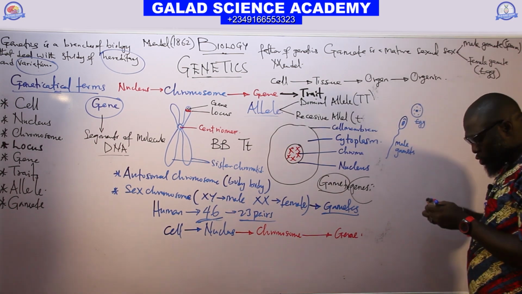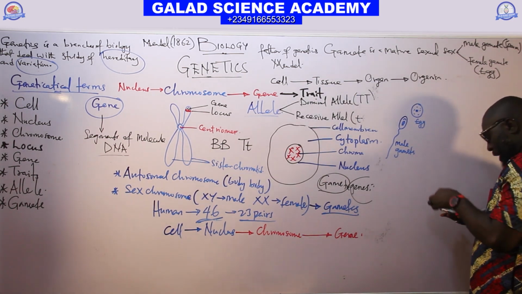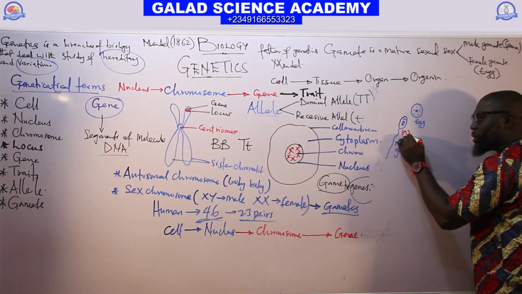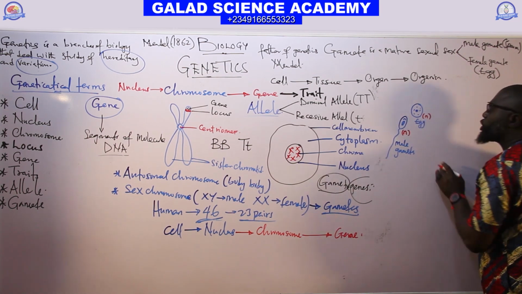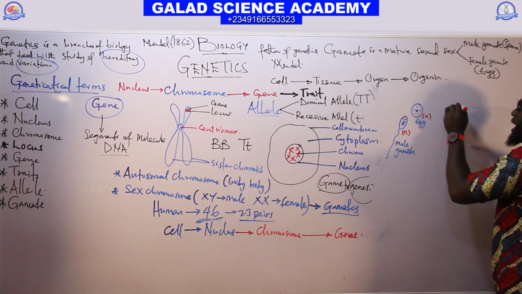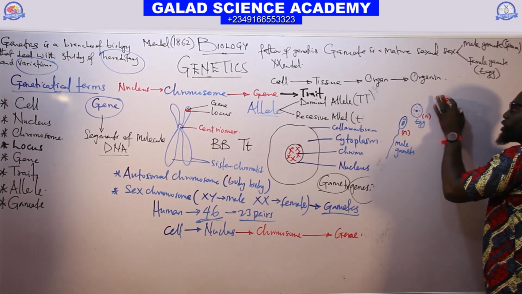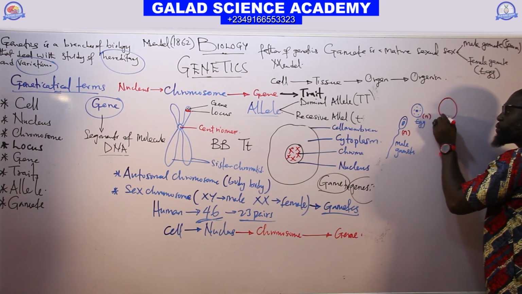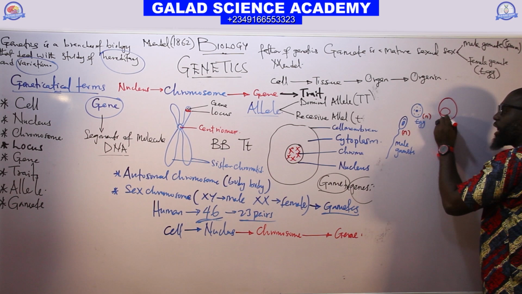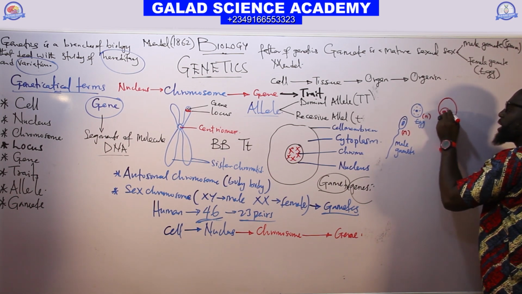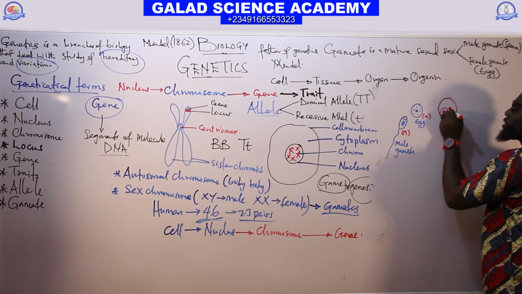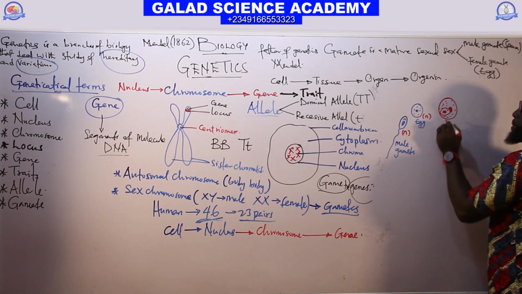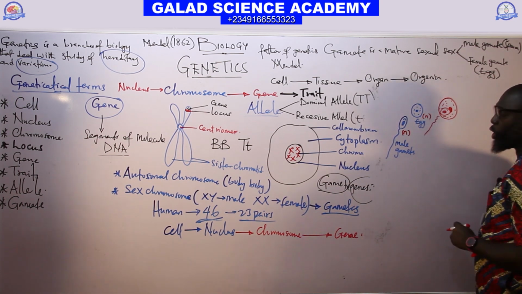When the two gametes combine together, this one is N, haploid. This one is also haploid. When the two gametes combine together like this, the sperm will enter. This is the sperm head, and here we have the nucleus of the egg. The tail of the sperm will cut out.